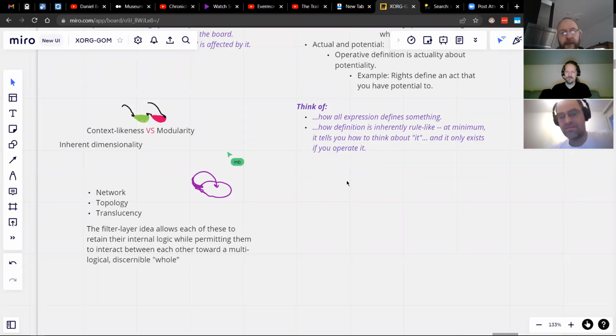So, like this duality of, let's call them, context-likeness versus modularity being at effect in parallel is, I think, what the filter layer is a practical take on. That's also a key: it's really this practical take, that something behaves like a layer, it's movable, which is very much this sort of modularity.